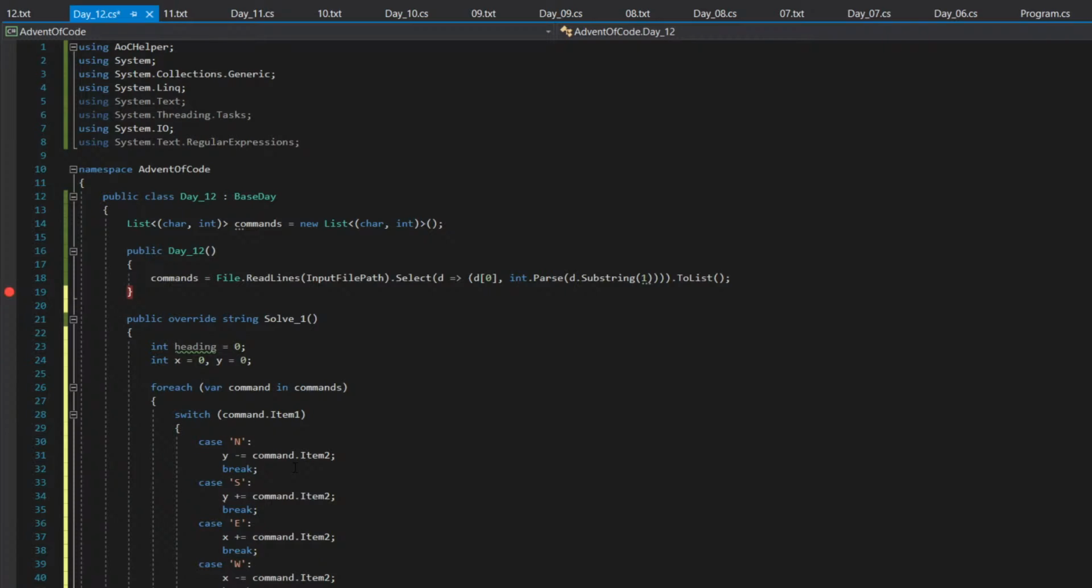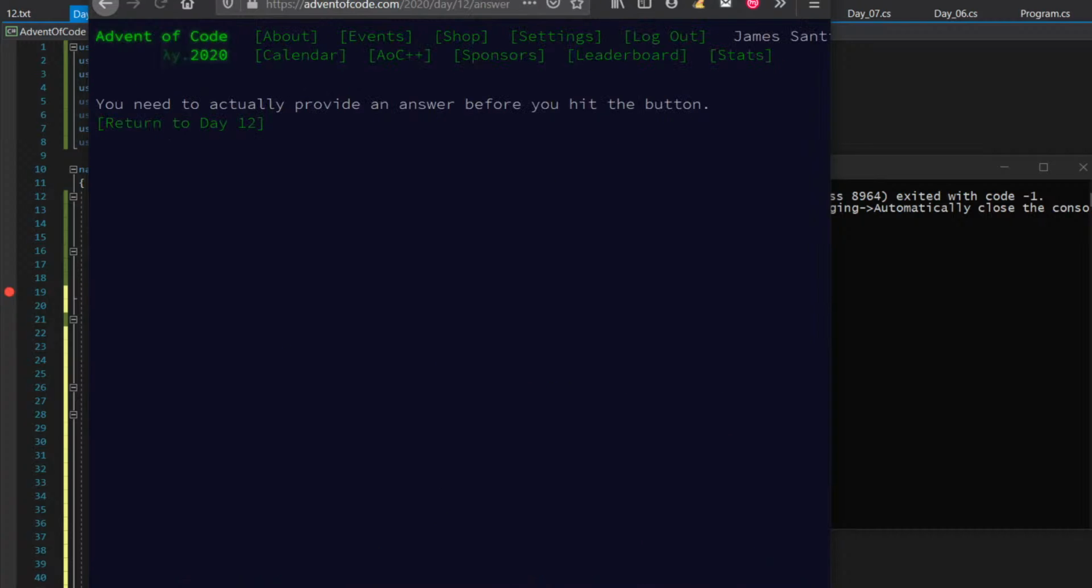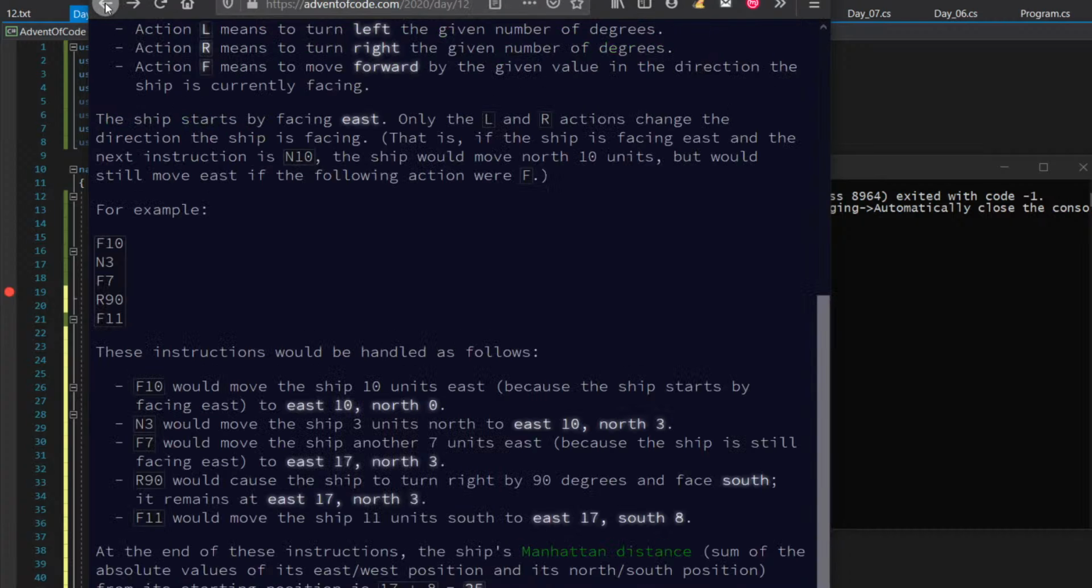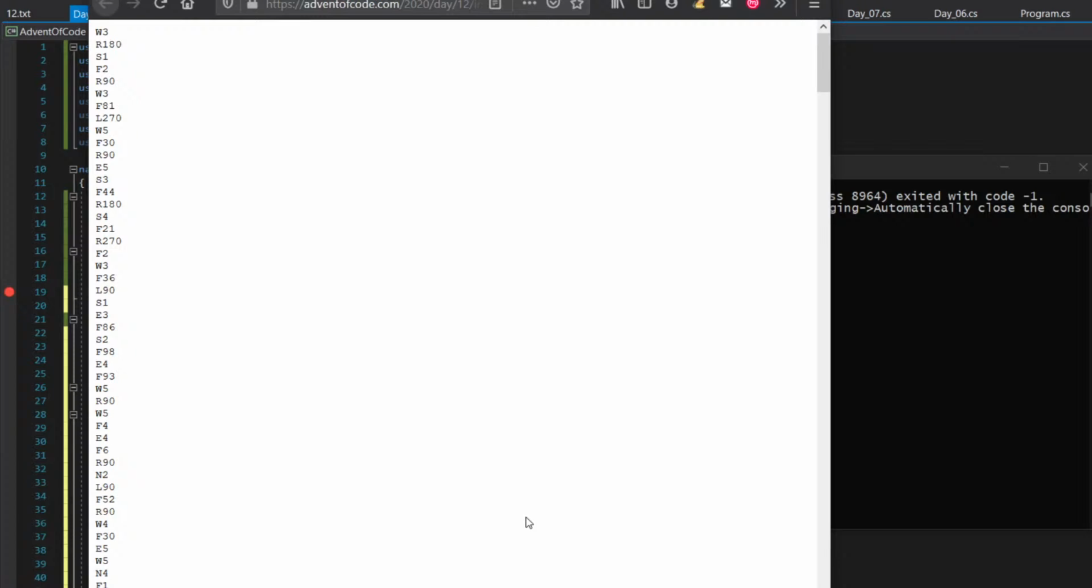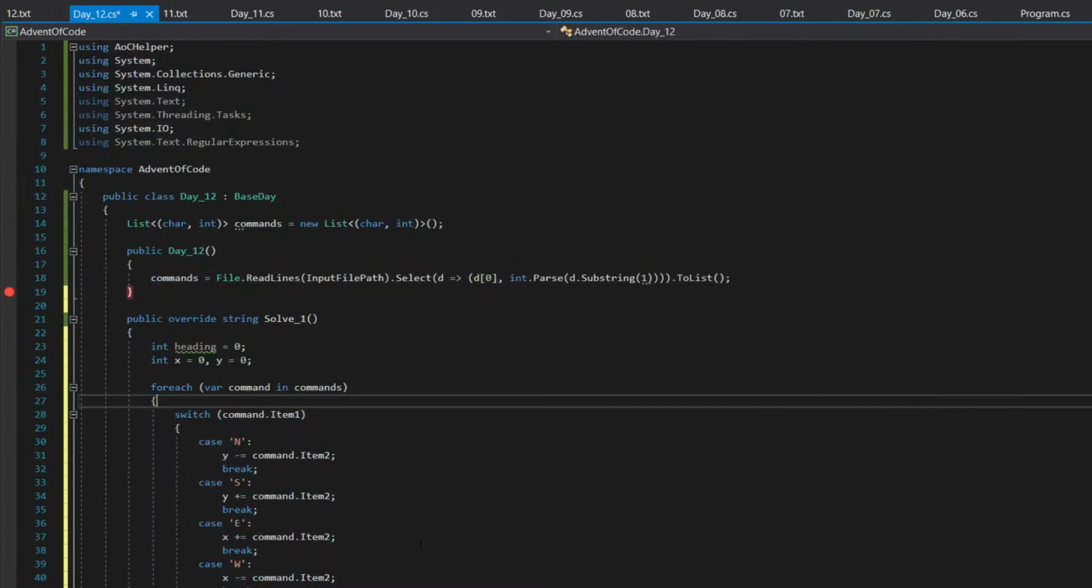If we're going to go forward, that's going to be... Are we always going to turn in 90-degree increments? Whoops, whoa. I did not mean to hit the submit button. R, 180, 90, 90, 180, 270. So yes, we will always turn in 90-degree increments.